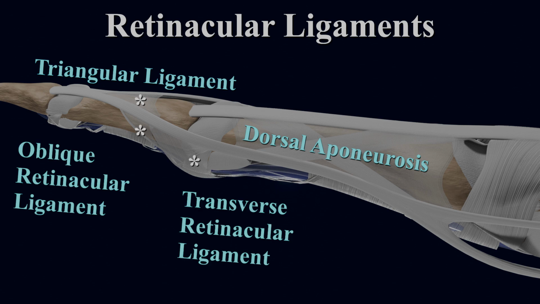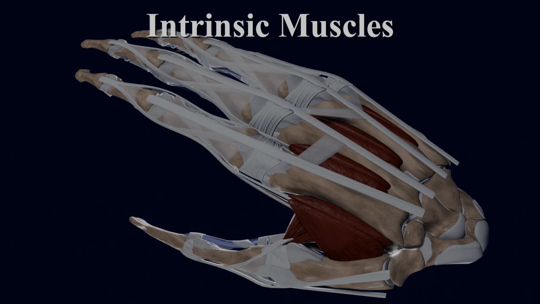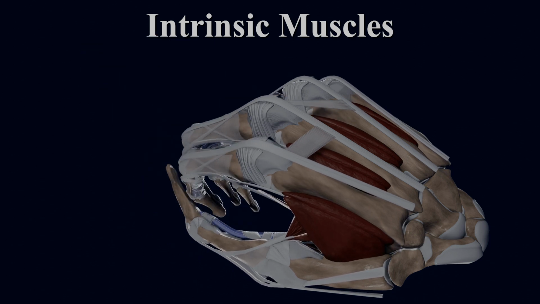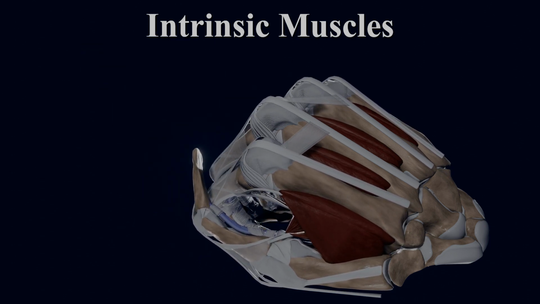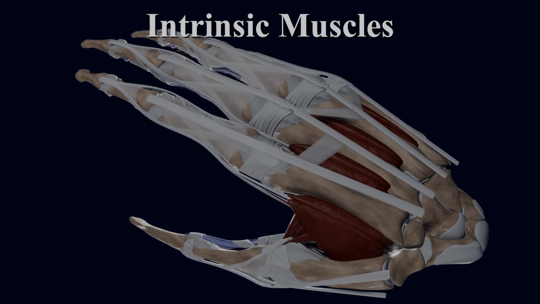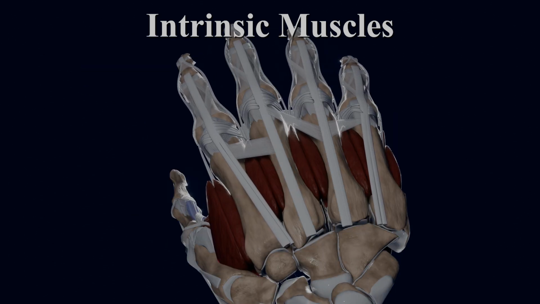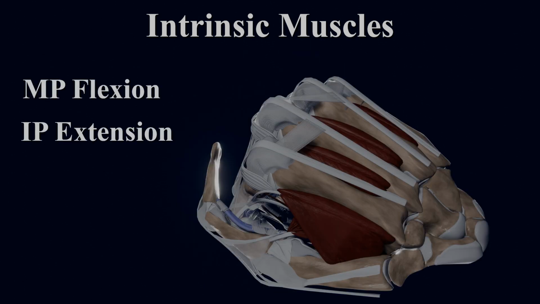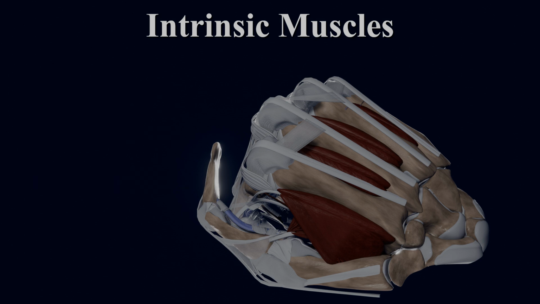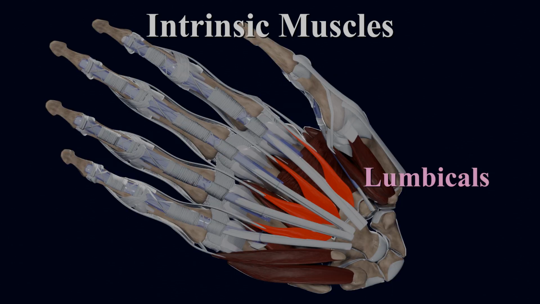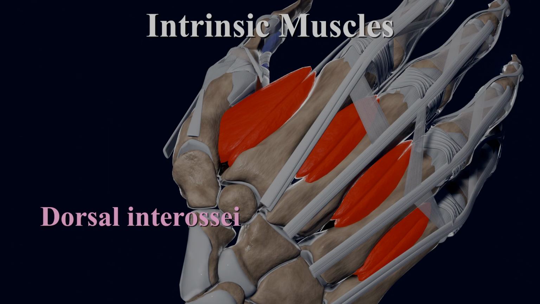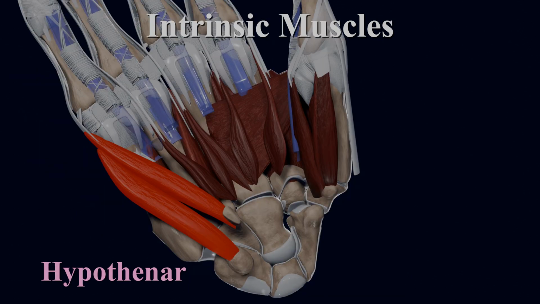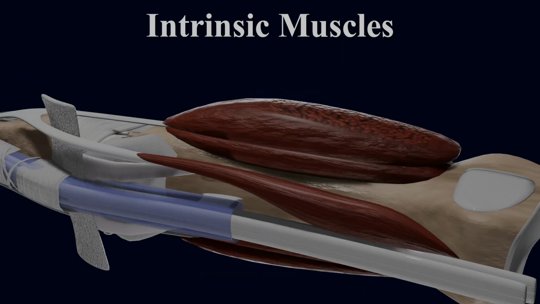the transverse retinacular ligaments. The intrinsic muscles of the hand are necessary for proper functioning, both in flexion and extension. They provide all of the abduction and adduction force in the minor digits. MP flexion, IP extension, and MP stability fall within their venue. The intrinsic muscles of the hand are composed of 4 groups. These are the lumbricals, the interossei, dorsal and volar, the hypothenar, and the thenar muscles.